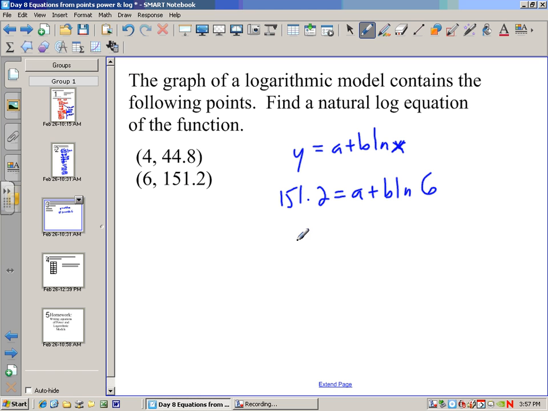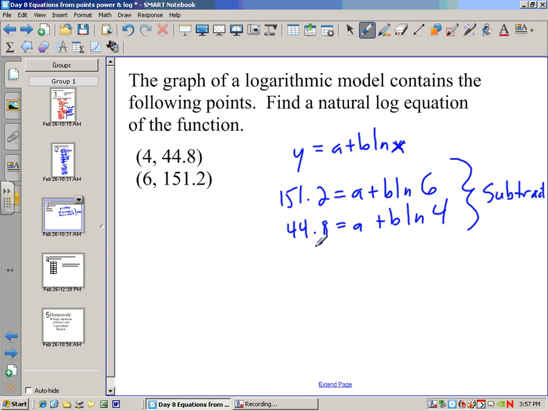Now I plug in 44.8 is equal to a plus b natural log of 4. Now here, if I divide, this won't get rid of the a. So what I'll need to do here is subtract. That's the only way mathematically I can get rid of this a.